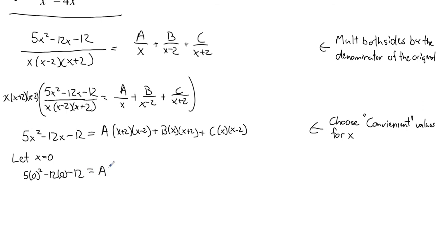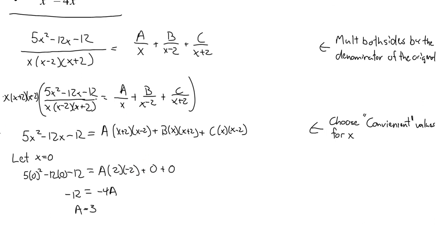And then it'll be a times, when I plug in 0 for x, I'll get 2, and then I'll get negative 2. But when I plug 0 in for x here, I get b times 0 times x plus 2. That's going to give me 0. And when I plug in 0 here, I'll get c times 0 times, and it ends up being negative 2. And so I'll get another 0. All right, so this is 0, this is 0. I get negative 12 is equal to negative 4a, meaning that a is equal to 3. So I know that this fraction here is going to be 3 over x, and that's great.